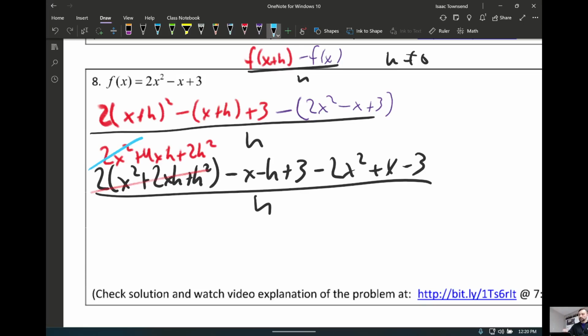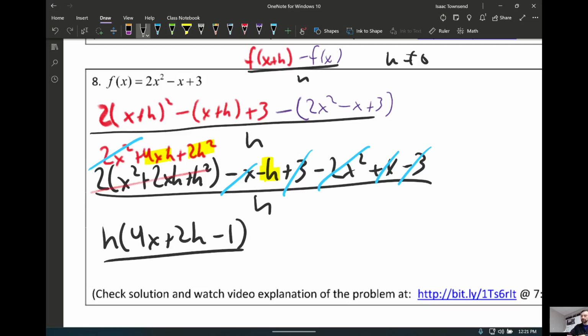But I've got a 2x squared to cancel out with a minus 2x squared, a plus x and a minus x, a plus 3 and a minus 3. Every one of the rest of the terms has an h in it. That's why we can take an h out of all of those and divide it with the denominator. If it's easier for you to see, factor out the h first, and then it's easier for you to see why the h's cancel.